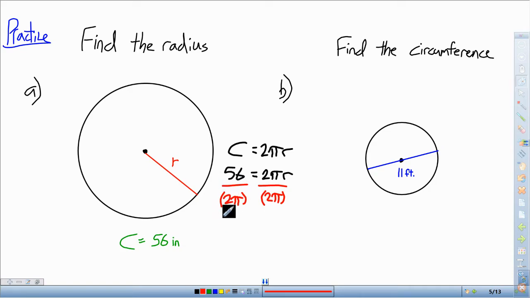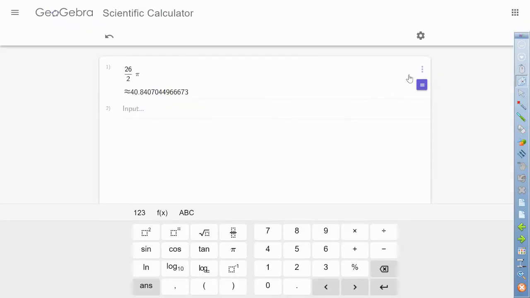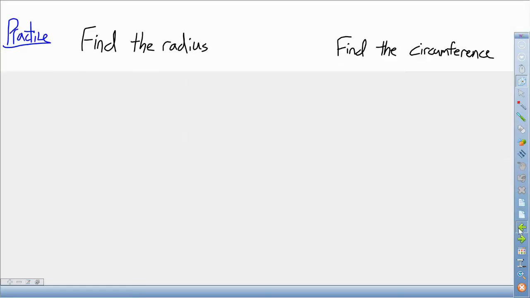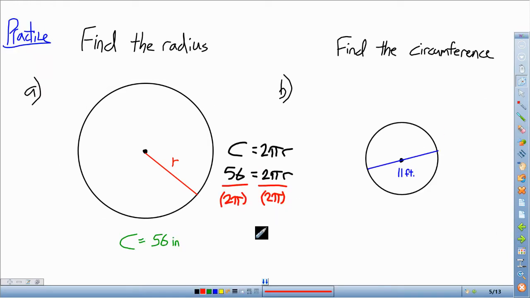Okay, same thing over here. So 56 divided by 2 pi. Let's see what we got. 56 divided by parentheses 2 pi, 8.91. And it looks like that means that 9 is just staying a 9, so 8.9. Okay, so I'm going to flip it around. Radius equals 8.9. Looks like our units are inches.